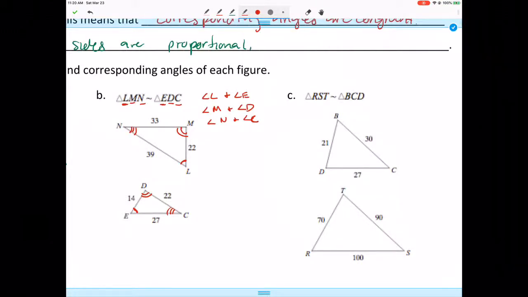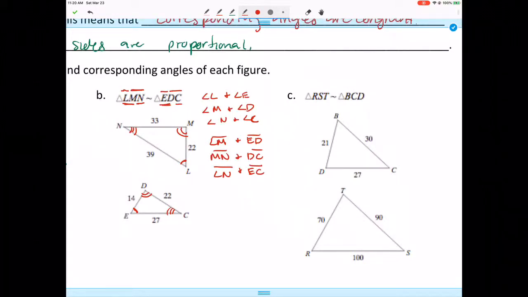Okay? All right, and then sides. So here, you could look at this and say, okay, LM and ED, and then MN and DC, and then LN and EC. Okay.